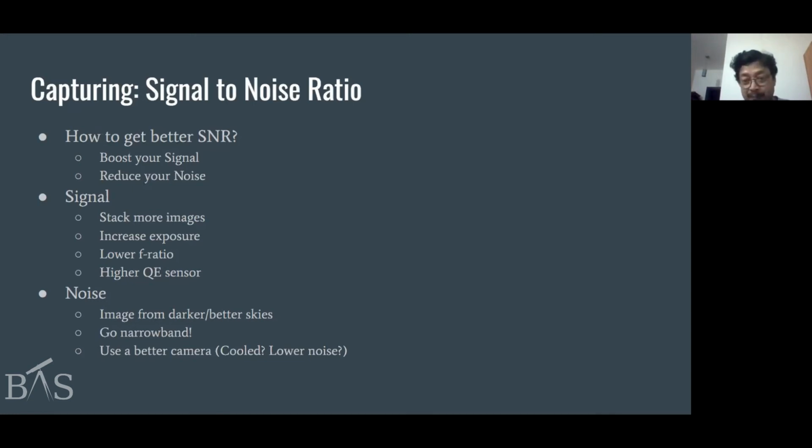For my particular imaging conditions, which is a semi-rural light polluted sky, and I'm doing narrowband. So these are the conditions in which the recommendation is to gather 8 hours of data using the ASI 1600.